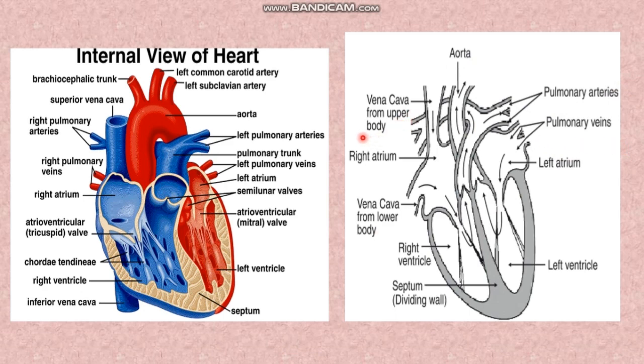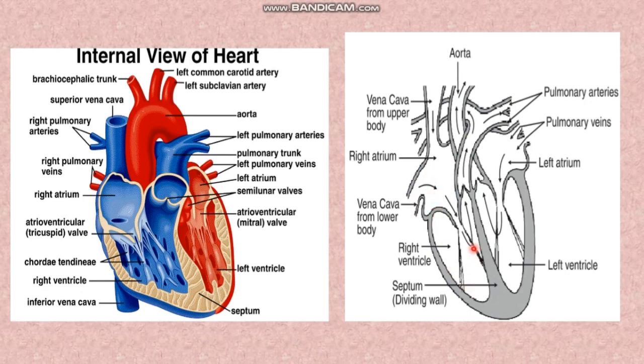The vena cava from the upper body, or the superior vena cava, brings deoxygenated blood from anterior regions of the body, and this opens into the right auricle. The vena cava from the lower body, or the inferior vena cava, brings deoxygenated blood from the posterior regions of the body, and this opens into the right auricle.